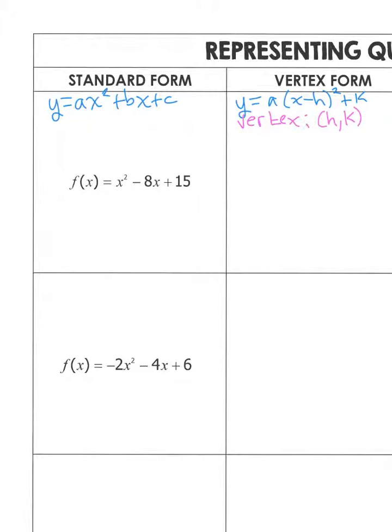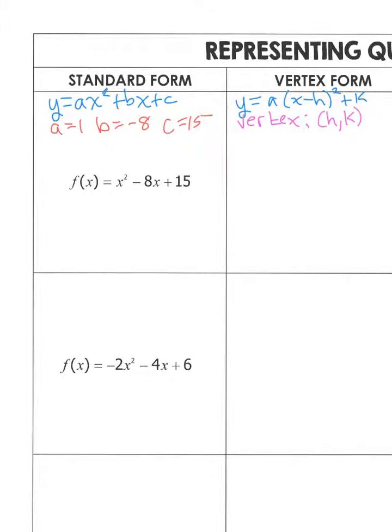So let's look at the equation that they have given us, and we're going to look at the standard form, and we're going to find a, b, and c. A is the coefficient of your squared term, so that must be 1. B is the coefficient of your x term, so that is negative 8. And c is your constant, which in this case is 15.